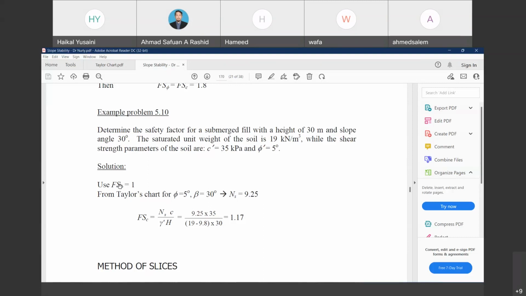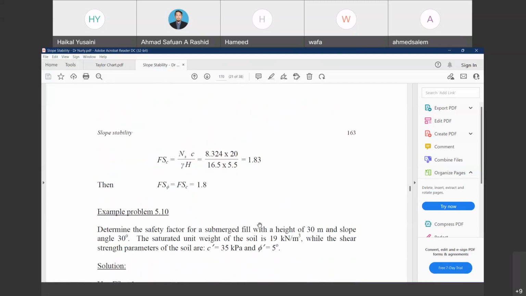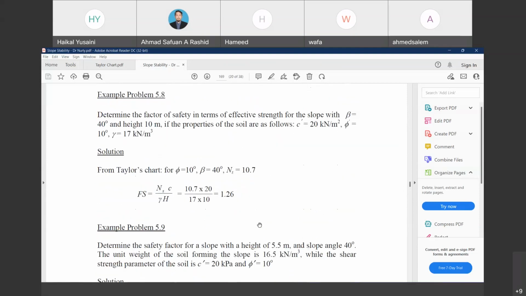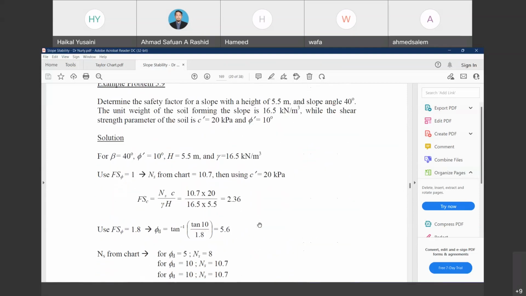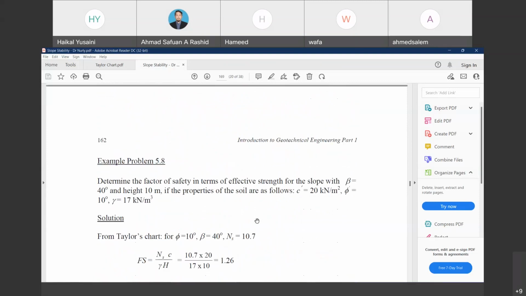So in that case, they consider the factor of safety of C and the factor of safety of phi equal, so they conclude the value is equal to 1. So that is for the Taylor design chart. We may continue with the method of slices after we have a break for 10 minutes.